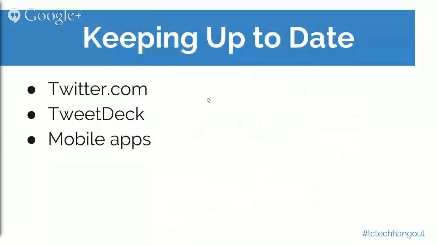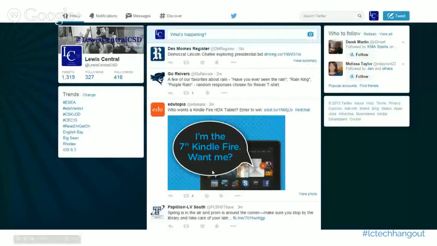How do you keep up to date? And I know we're getting close to 4:15, but there's a few different ways that you can look at Twitter. You can always go to twitter.com. When you log in, this middle part is your stream. Again, these are people that you have followed. You have said, I want to follow those people. And so anytime they tweet, this shows up.